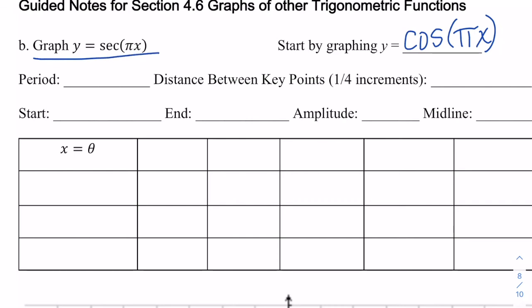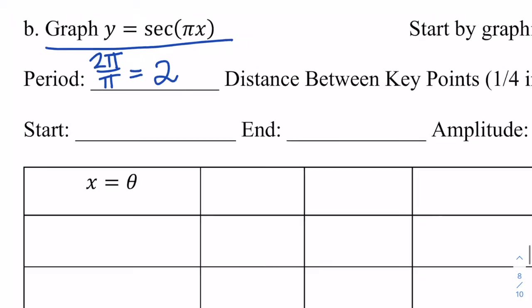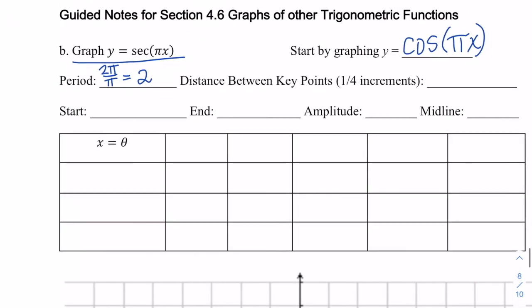cosine of pi x. So remember the cosine of pi x, well, the period is usually 2 pi. If we divide it by b, we know the period is 2. We know that the distance between those key points is by quarters. So 2 over 4 is just 1/2. Now I'm graphing cosine the same way that I usually do.